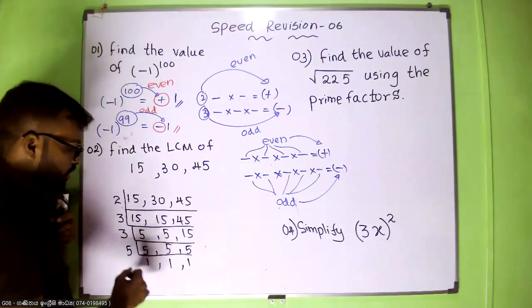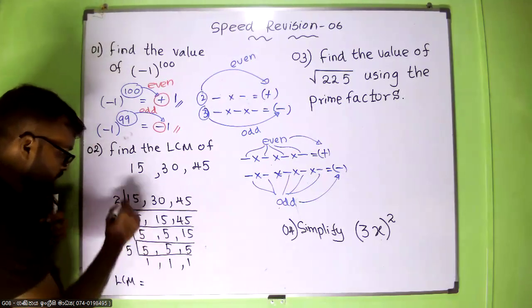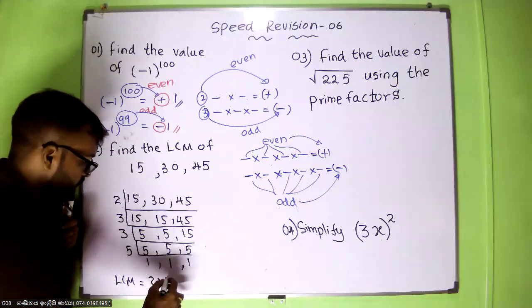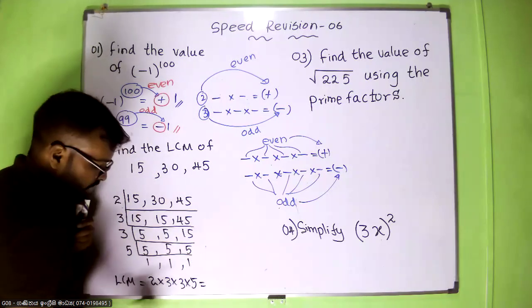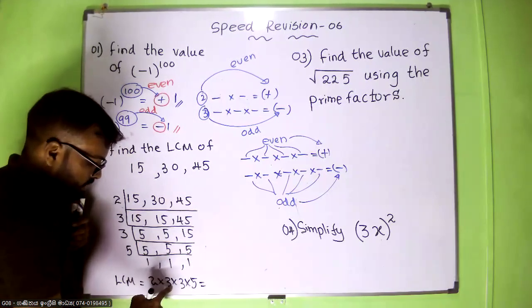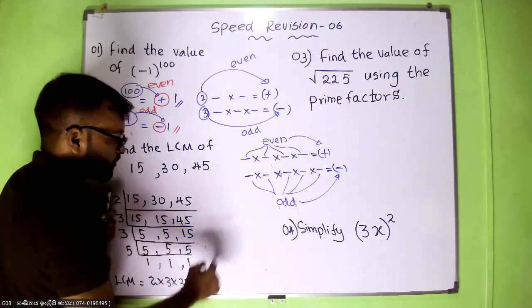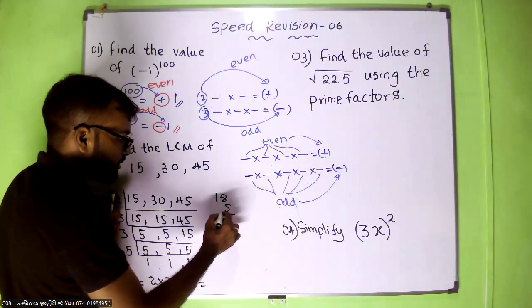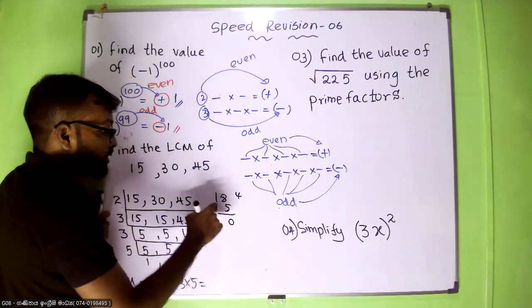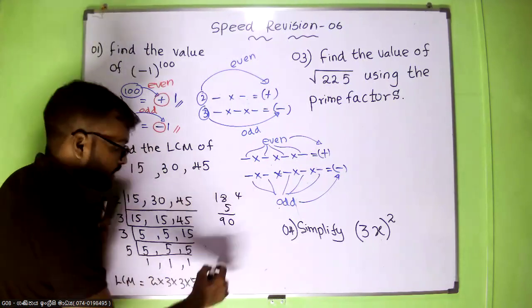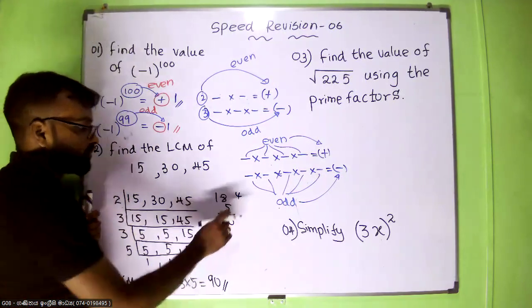Now, how do you obtain the LCM? You have to multiply these numbers together. 2 times 3 times 3 times 5. 2 times 3 is 6. 6 times 3 is 18. 18 times 5, you have to multiply. 5 times 8 is 40, remainder is 4. 5 times 1 is 5, plus 90. So your least common multiple is 90.